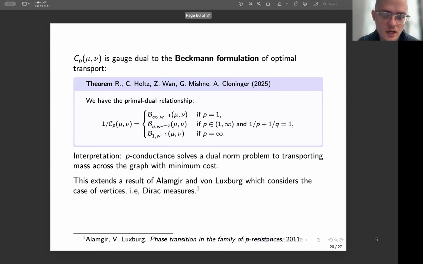It is worth noting that this extends an existing result of Alamgir and von Luxburg, which considers the case of vertices. So there is an analogous result that just looks at metrics on the vertex side of the graph. And so this work allows us to extend that to the probability simplex and talk about it in terms of transportation metrics between probability measures.